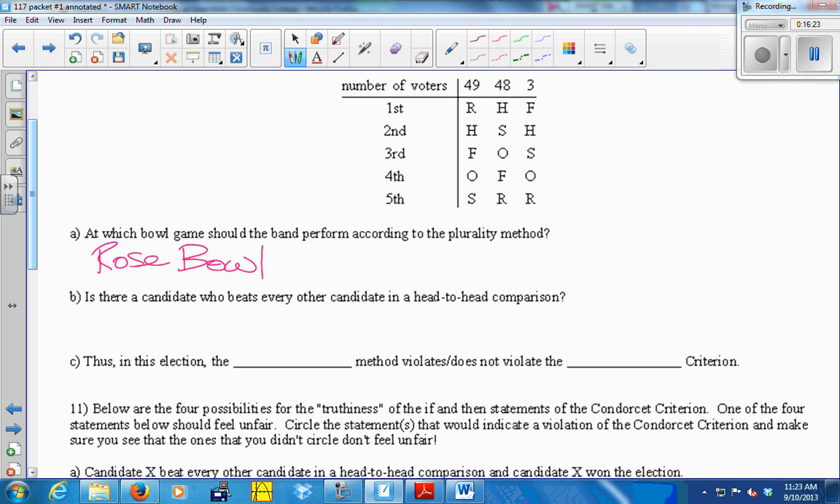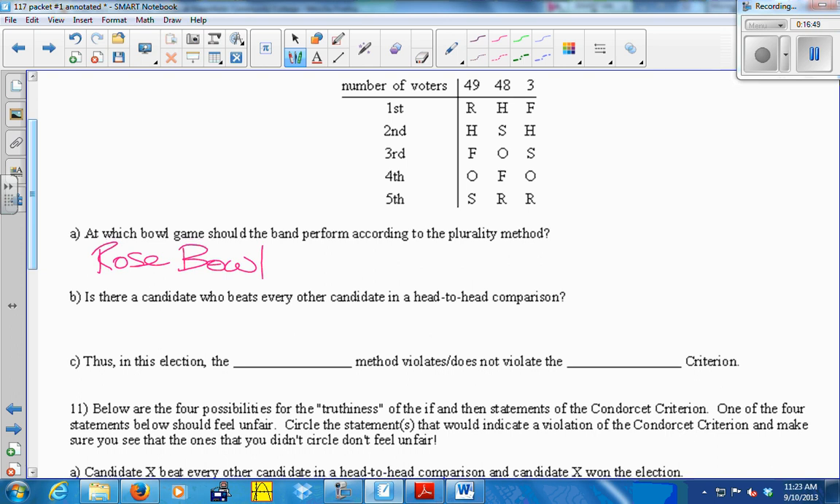Emma? Hula Bowl. 48 people have it in first place, right? And everyone else has it in second. So that might be a good compromise candidate. Let's see if Hula is a Condorcet candidate. Okay, so that's going to be my guess, and if it's not, we just have to check all the head-to-head matchups. So I'm going to match Hula against every other bowl game head-to-head and see who wins.